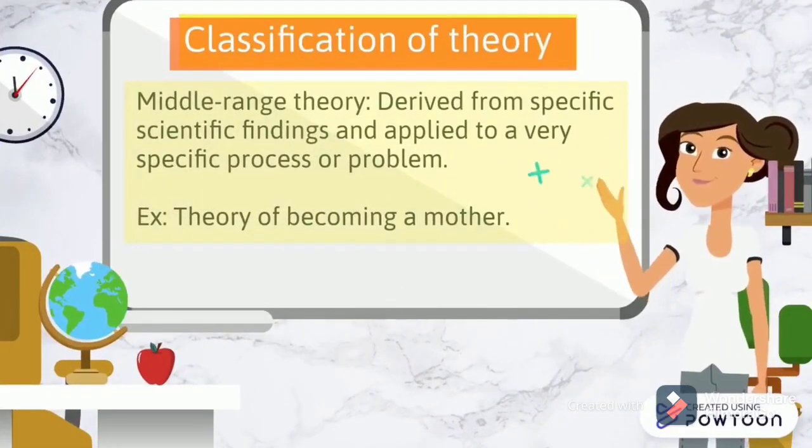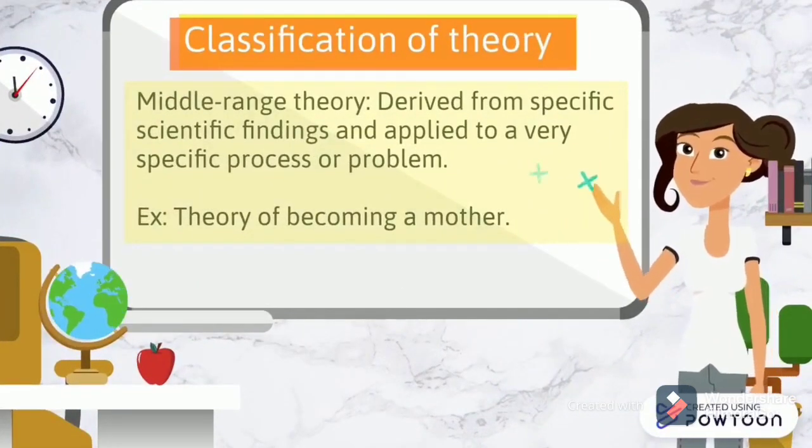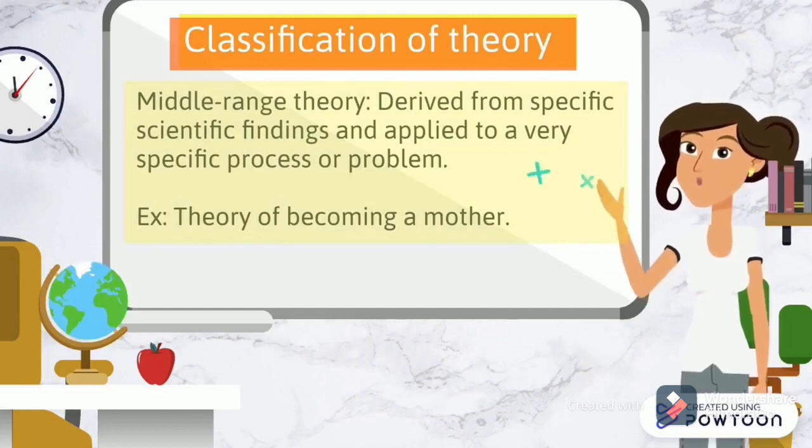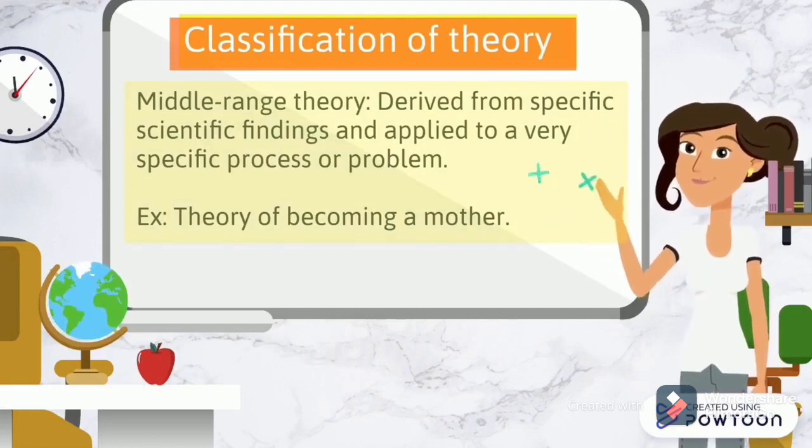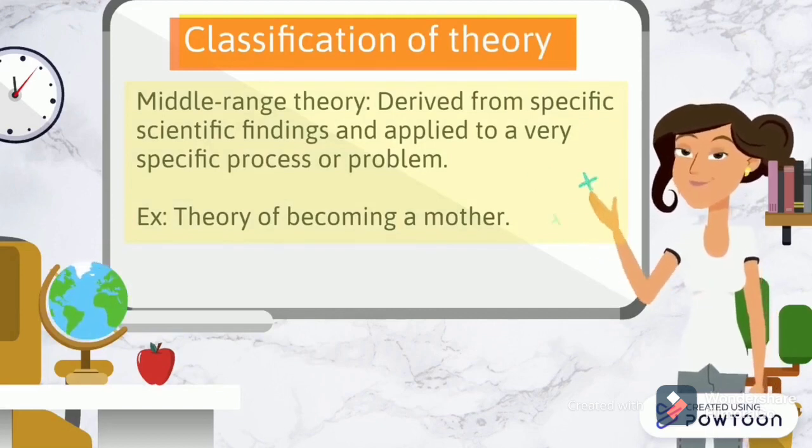Second is middle-range theory. Middle-range theory is the evolution from grand theory. It is less abstract and more detailed. It also involves specific scientific findings and is applied to a very specific problem.